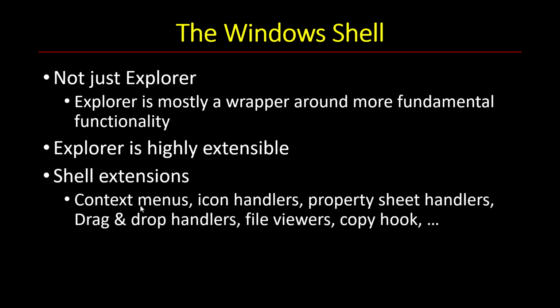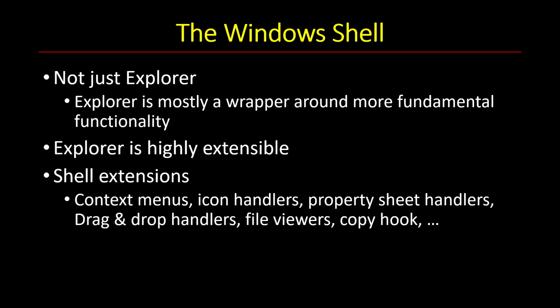And the main way to do that, the more powerful way of doing that, is by declaring and implementing shell extensions. Shell extension examples include context menu handlers, icon handlers, property sheet handlers, drag and drop handlers, file viewers, copy hooks, and full-blown objects which are part of the shell namespace.